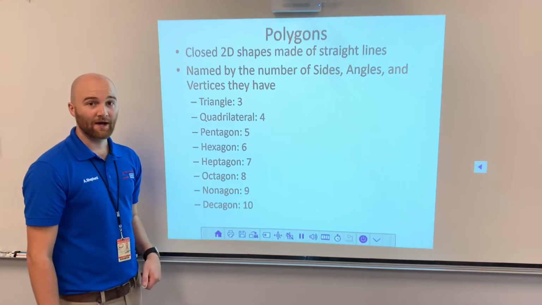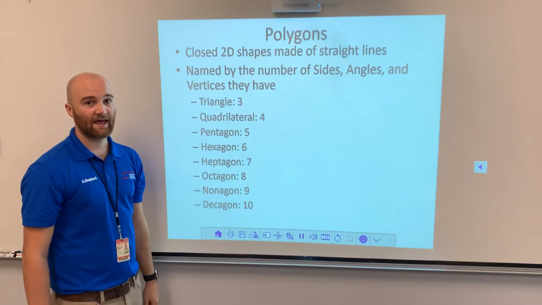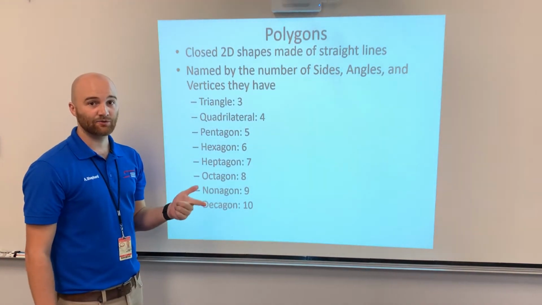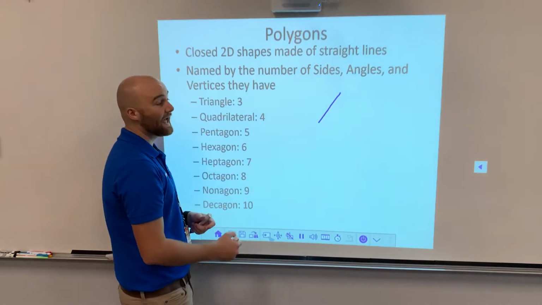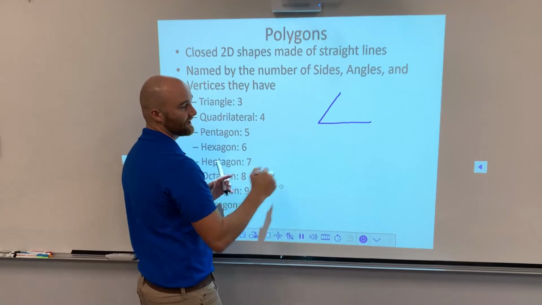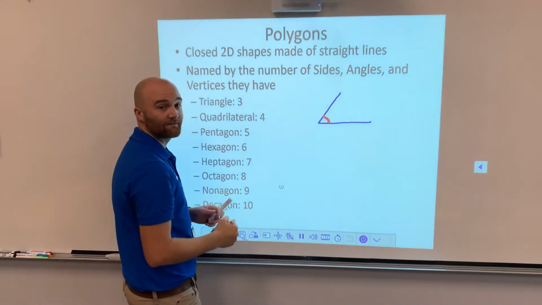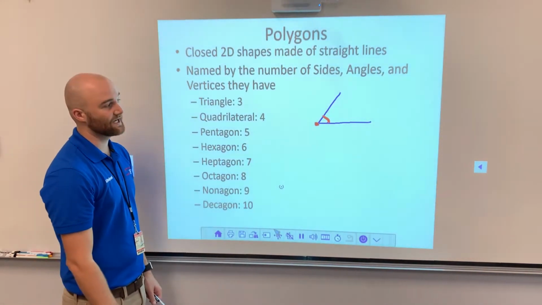The way that we name a polygon is by the number of sides, angles, and vertices that they have. Sides and angles should be pretty easy for us. Sides are like one of the lines. Angles is the measurement between those two lines. This would be our angles. And vertices are just the pokey bits, the points where those two lines come together.